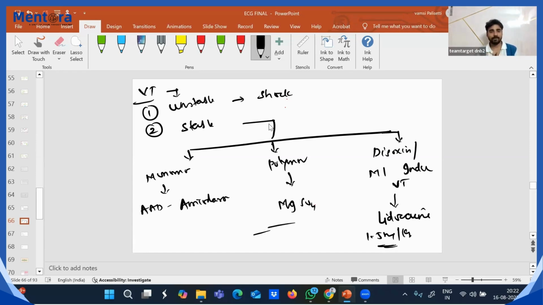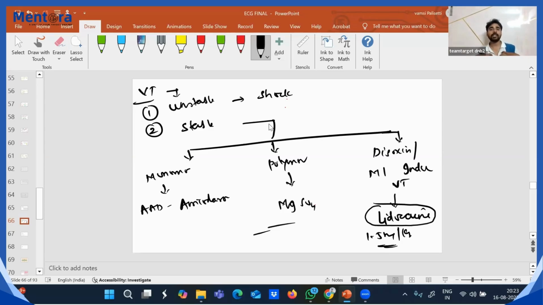Clear? Sir, identify the digoxin thing, you repeat. VT can happen because of a structural defect or because of a side effect like digoxin, or because of MI leading to scar tissue that is causing VT. If digoxin causes VT, you have to give lidocaine. If MI induces VT, you have to give lidocaine. This lidocaine you are giving in the ACLS guidelines, after giving amiodarone, the next step is lidocaine.